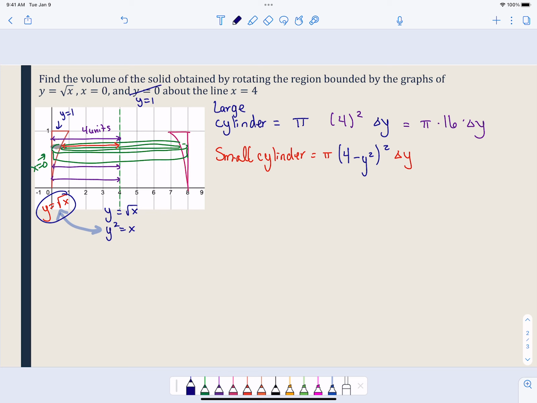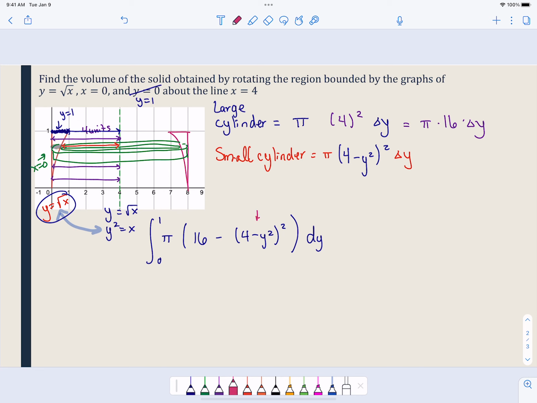It's that whole way across, and maybe it's a little easier to see up here at the top, but we have to take off this bit right there that I'm making nice and dark. Okay, so our integral is going to go from 0 to 1, because again we're chopping up the y-axis. We'll put the pi out in front, and we're going to have the larger radius squared, which is 16, minus (4 minus y squared) squared, and then dy.